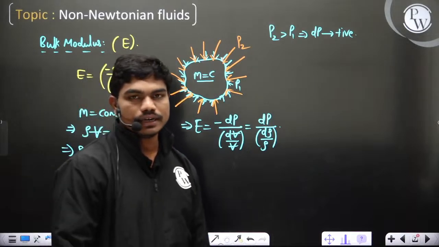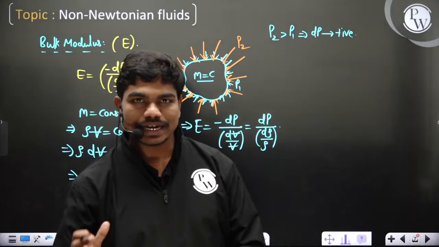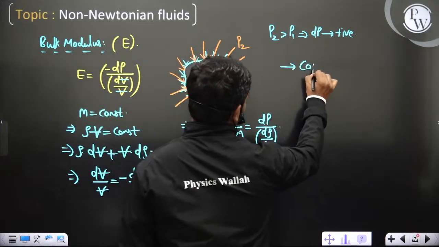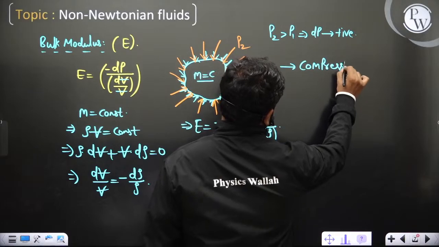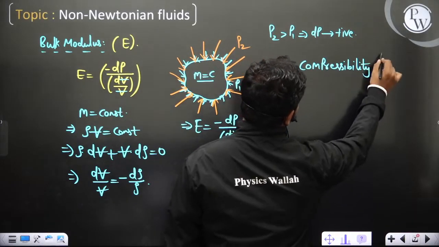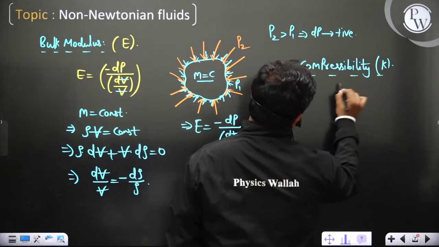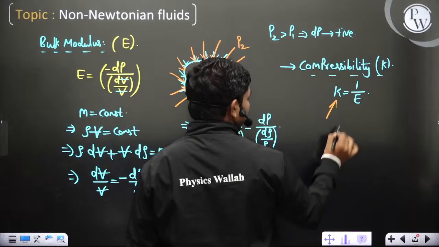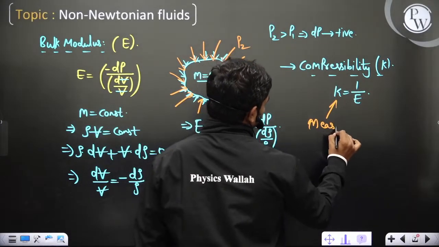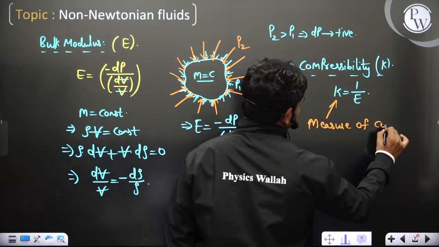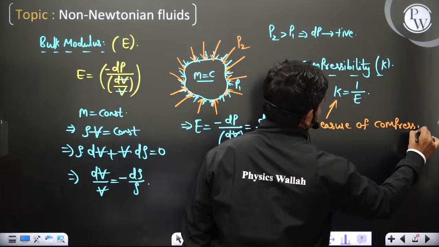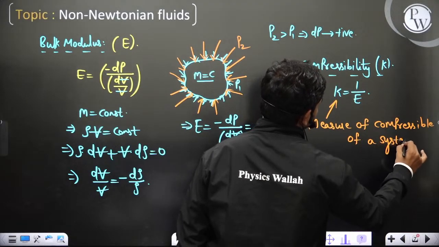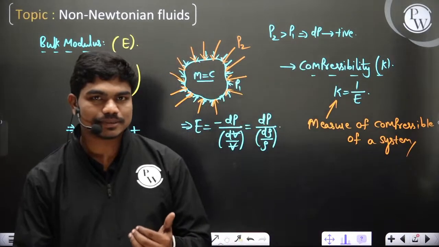And second important point, bulk modulus is used as a measure to identify the compressibility, and also one particular term which is called compressibility. Compressibility is normally denoted with K. So this K is equal to 1 by bulk modulus, and as the name implies, this also is a measure of compressibleness of a system generally here.